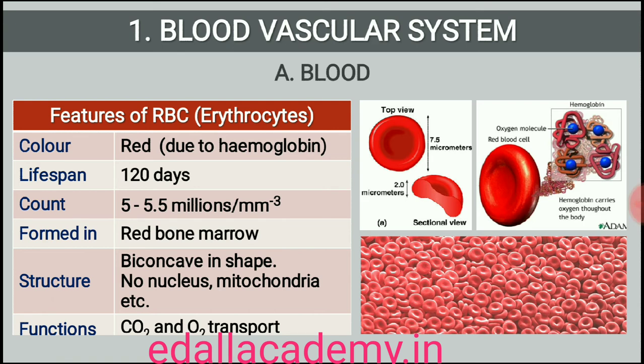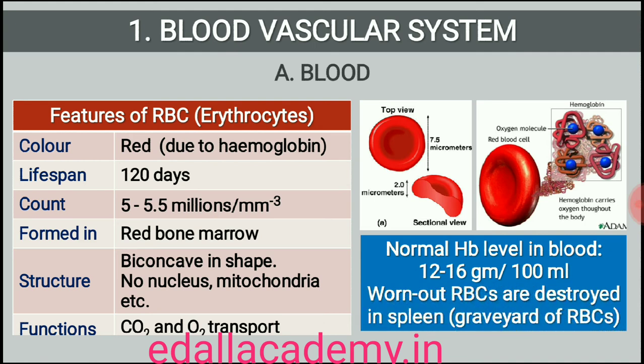RBCs are devoid of nucleus in most of the mammals and are biconcave in shape. They have a red-colored, iron-containing complex protein called hemoglobin, hence the color and name of these cells. A healthy individual has 12 to 16 grams of hemoglobin in every 100 milliliters of blood. These molecules play a significant role in transport of respiratory gases.